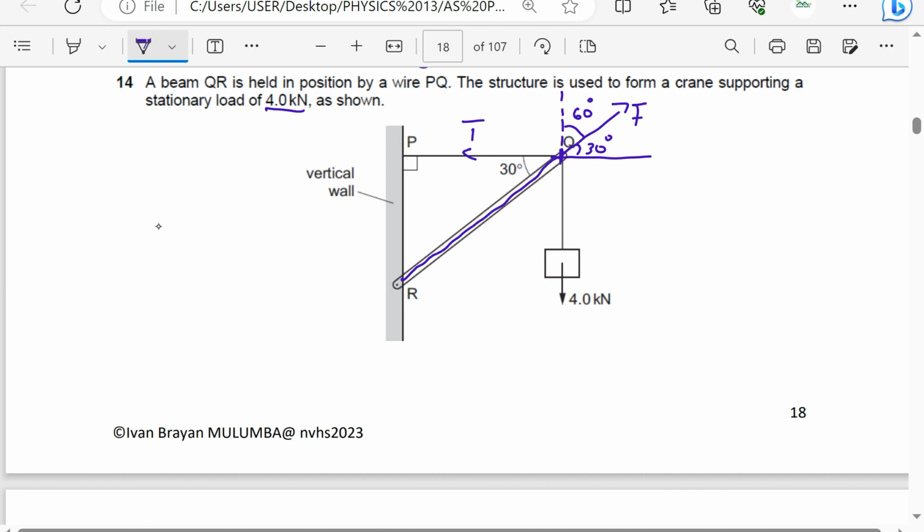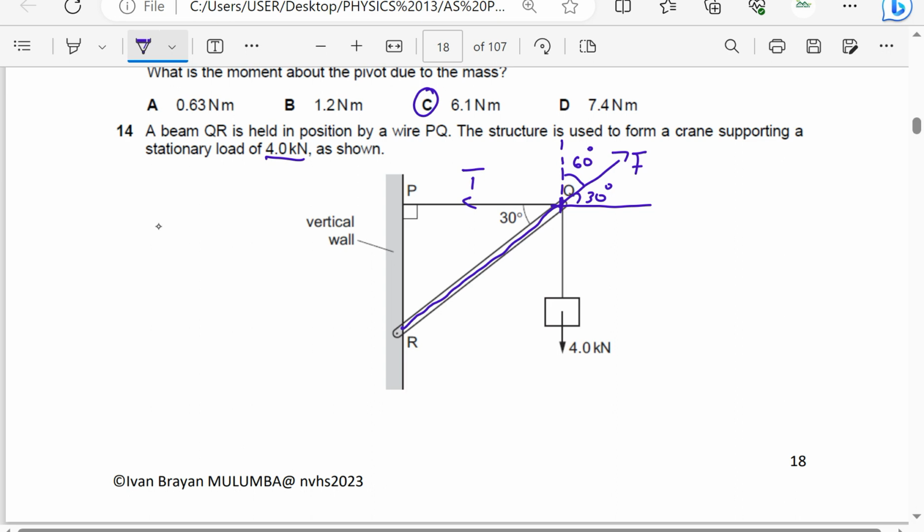So to begin with, because this is in equilibrium, I'm going to consider equilibrium. Resolving F vertically upwards, I think that would be F cos 60. And resolving F horizontally, which angle should I use? Okay, let me use 60. So this will be F sine of 60 if I use the angle 60 degrees.